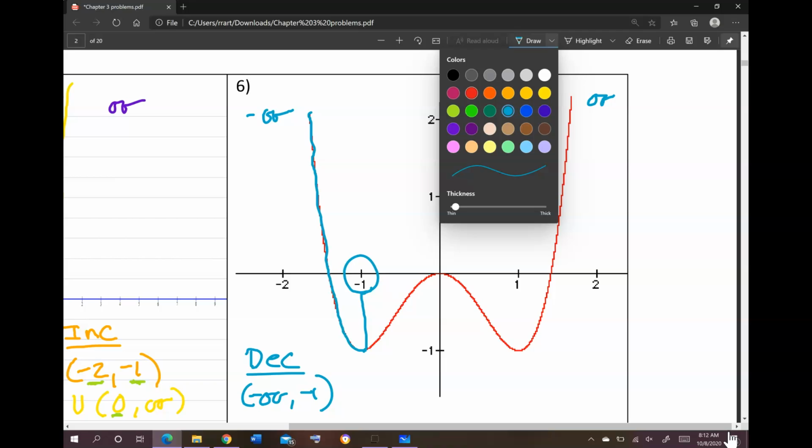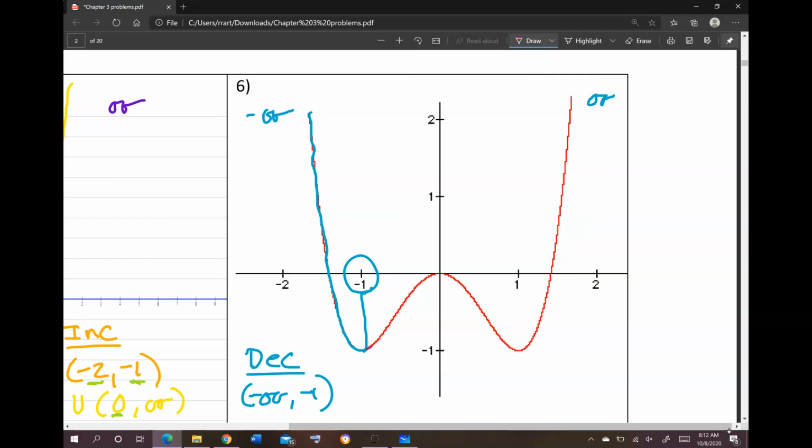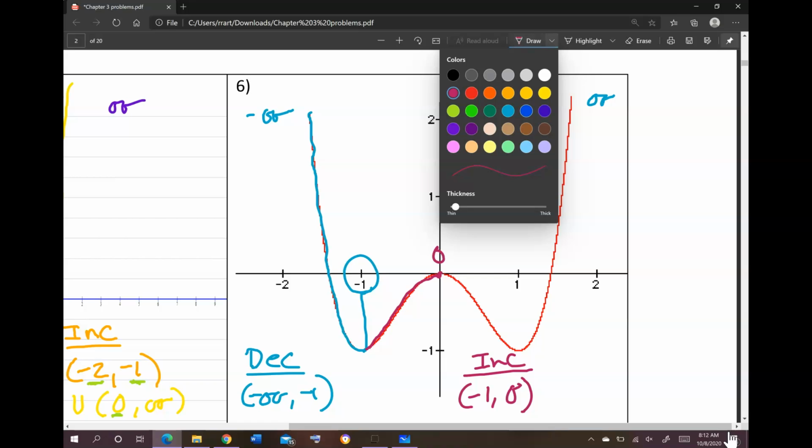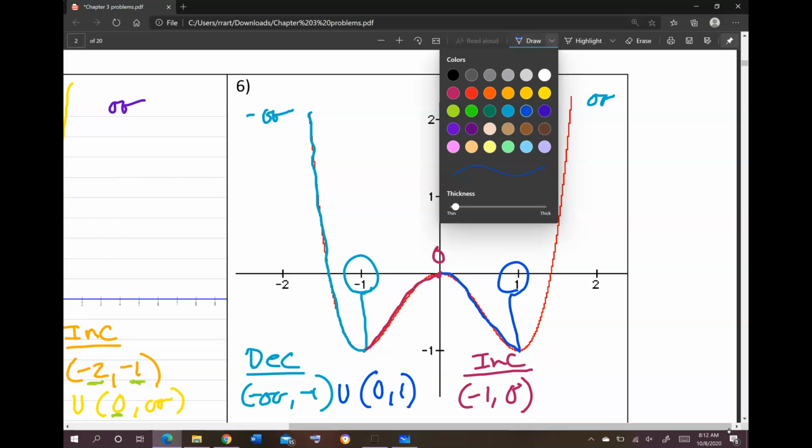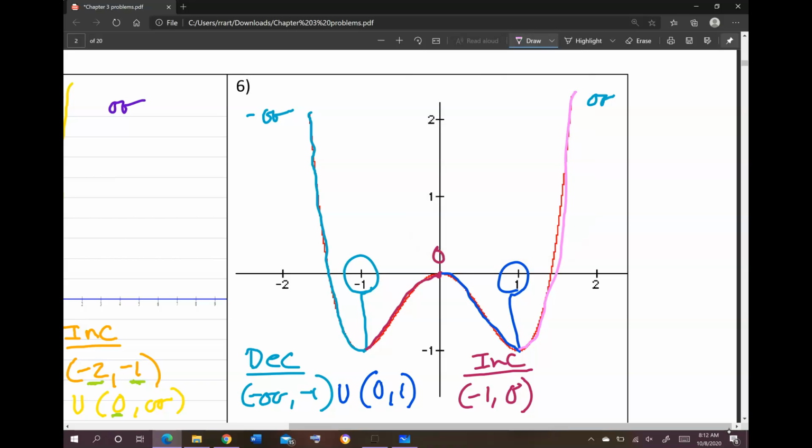All right, then my graph picks up and it starts increasing and it stops here, which is at 0. So I start increasing from -1 to 0. Okay? Then I do a turnabout and I start decreasing again. And I stop here, which is at the point 1. So union, I decrease from 0 to 1. Okay? And then I pick up and I turn around and I start increasing again from 1 to +infinity.